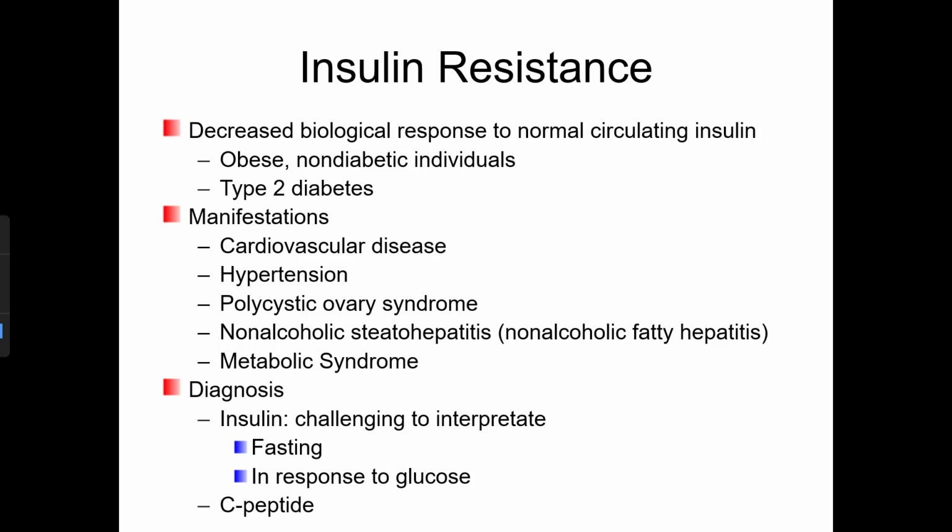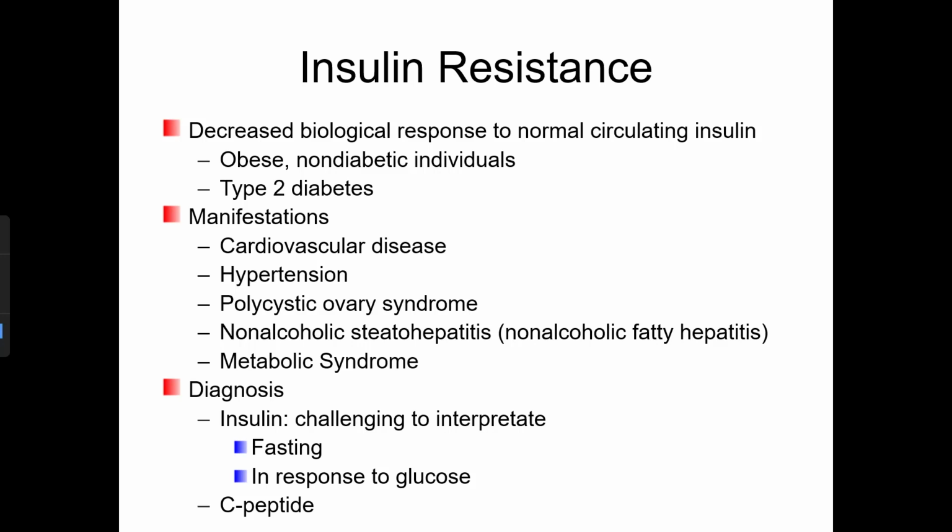So if you have that steatohepatitis, you have fat accumulating around the liver, if it's due to alcohol, stop drinking and it won't get worse. But if it's not due to alcohol, if it's due to this insulin resistance, it's something really tough to manage. So diet, exercise can prevent that from progressing to be even worse. And then metabolic syndrome. The diagnosis of insulin resistance, you look at insulin, but it's challenging to interpret.